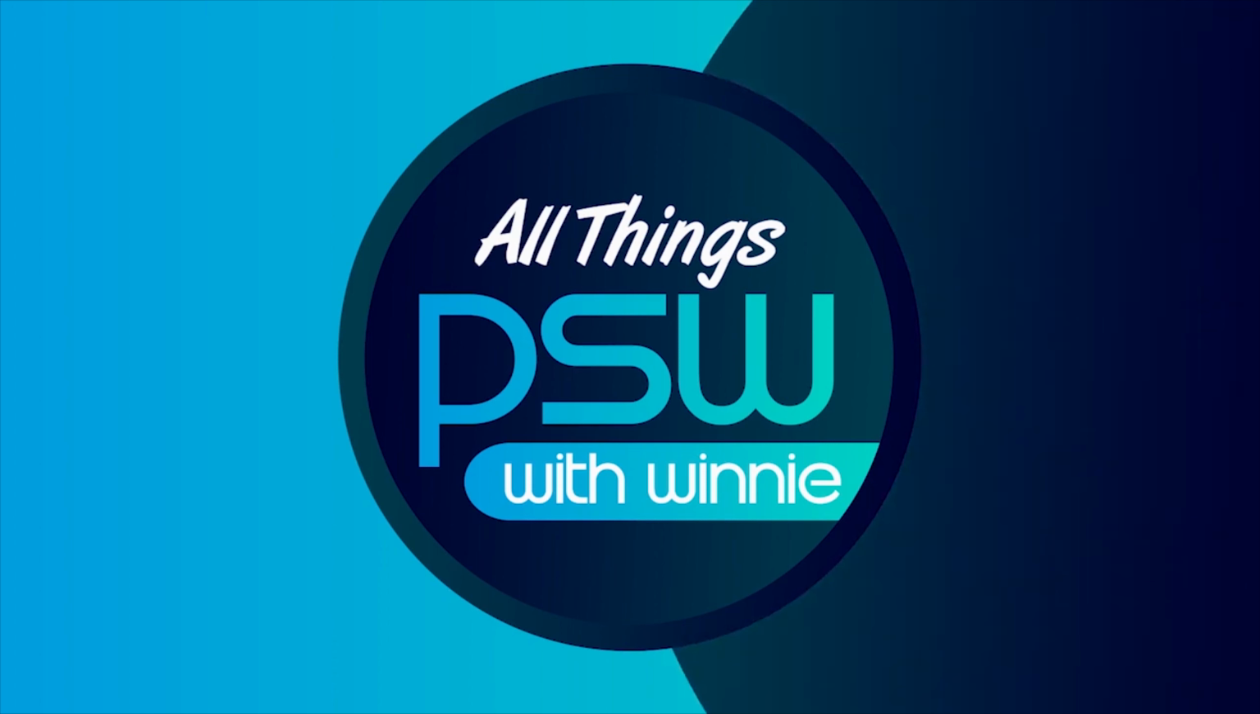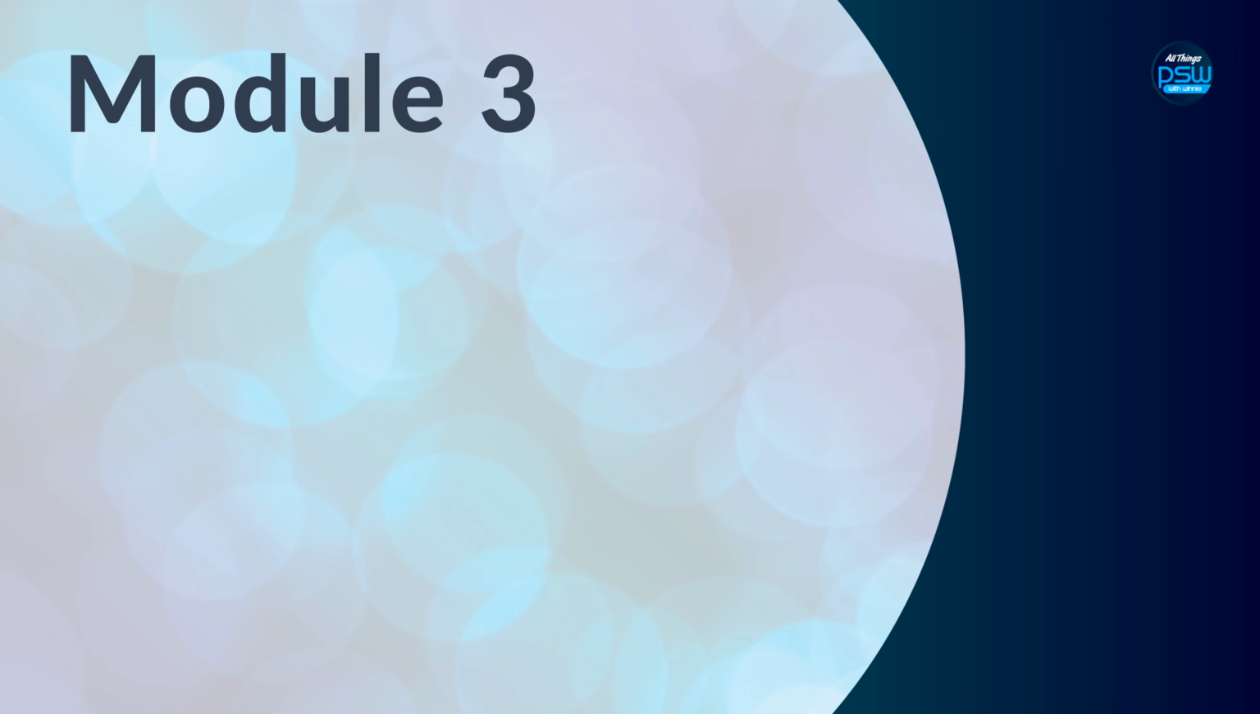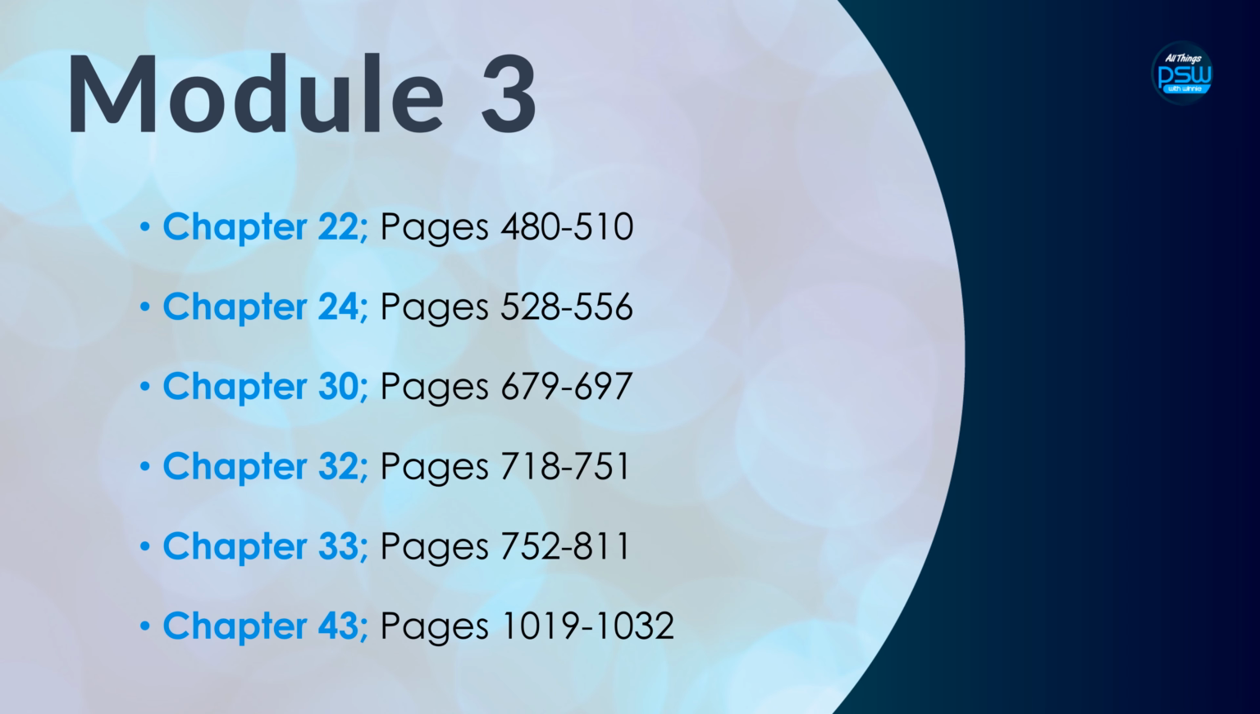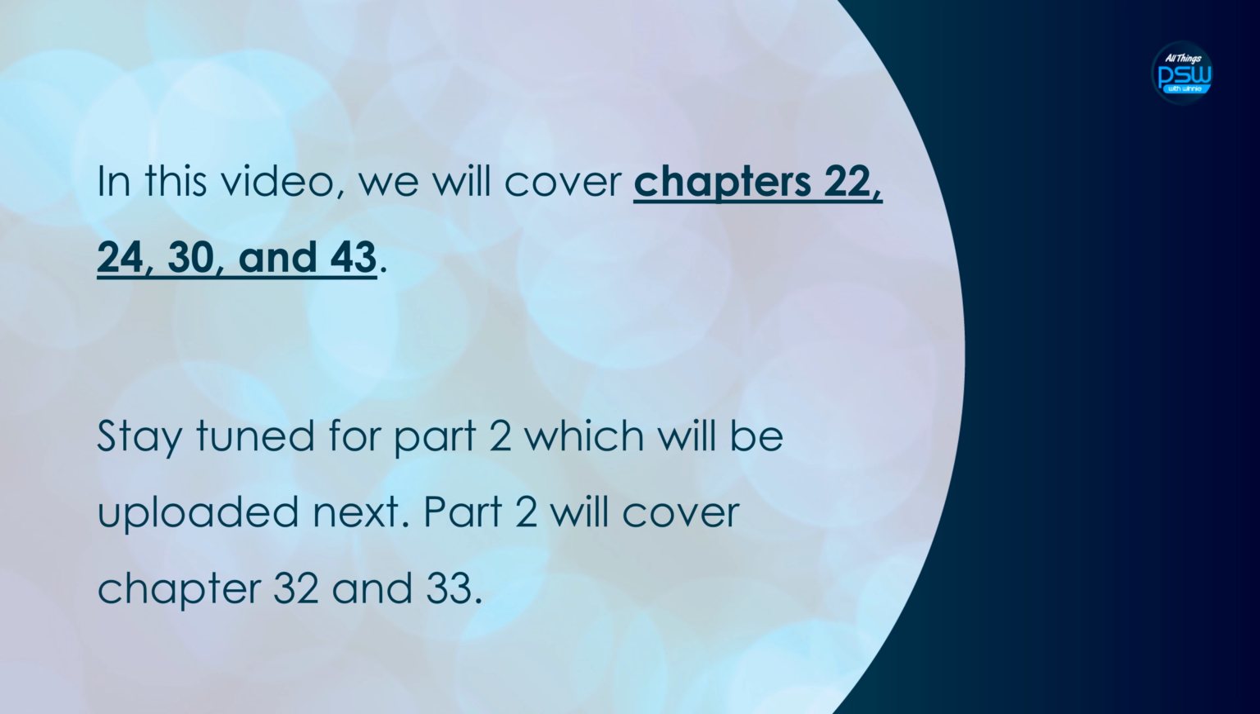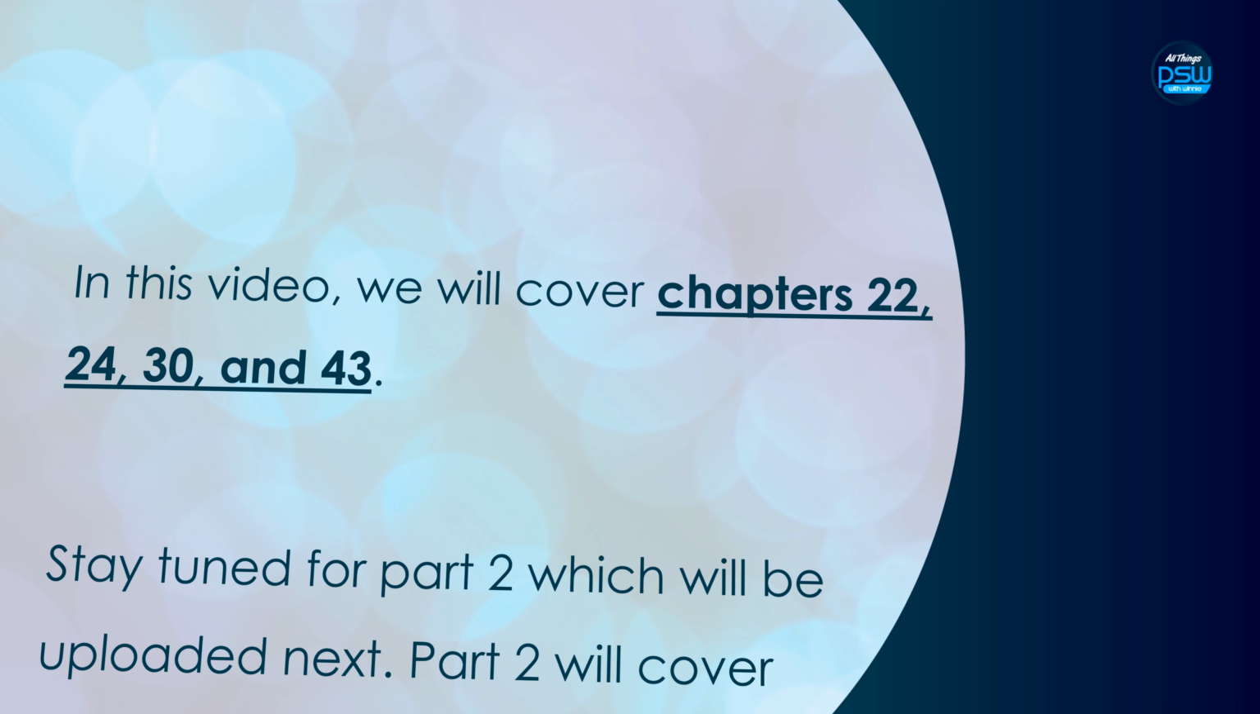So without further ado, we can definitely get started on Module 3. As you know, there are some chapters that you need to go over in order to pass the exam. The chapters are outlined over here. I'm just going to quickly summarize them: chapter 22, chapter 24, 30, 32, 33, and 43. In this video, we're only going to cover 4 chapters, which are 22, 24, 30, and 43. So always please stay tuned for the next chapters.